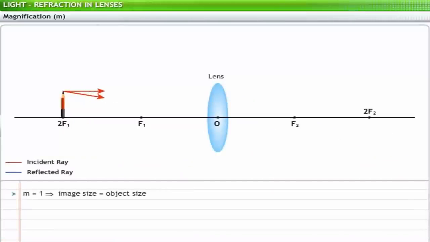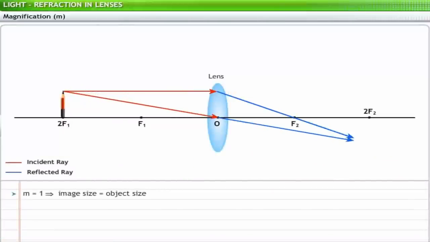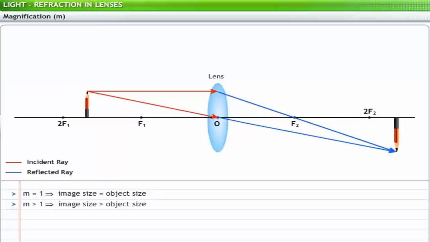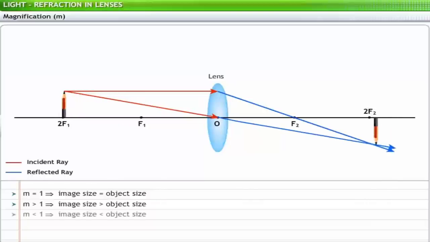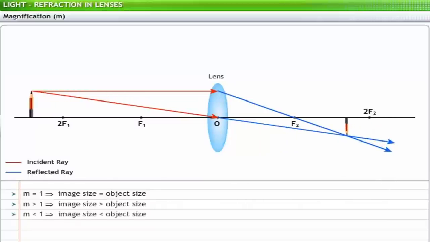Thus, magnification is unity when the size of the image is equal to the size of the object. Magnification is greater than 1 when the size of the image is greater than that of the object. Magnification is less than 1 when the size of the image is less than that of the object.